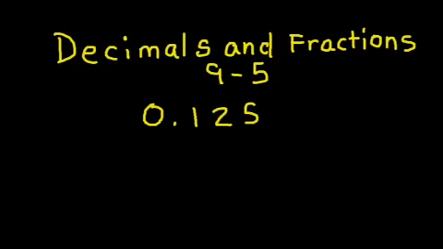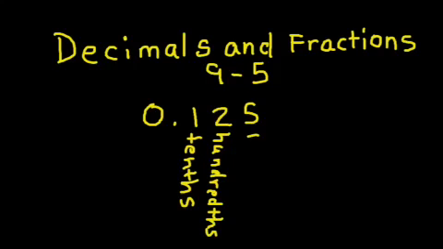I need you to remember what the place values are. And it's been a little while, so let's just remind you that this one is in the tenths place. Okay, that's the tenths place. The 2 is in the hundredths place. And the 5 is in the thousandths place. You just spell it thousand like you normally do, and add THS. Okay, so those are our three place values.